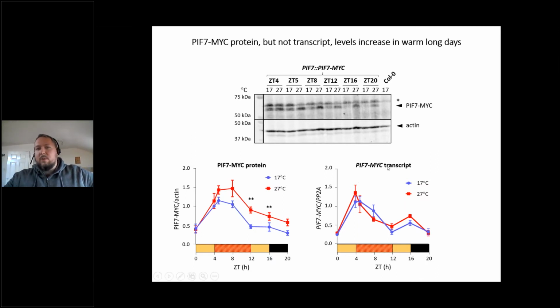In contrast, when we look at transcript levels here on the bottom right, we don't detect any significant differences between the two temperatures, clearly showing that the effect temperature has is post-transcriptional.